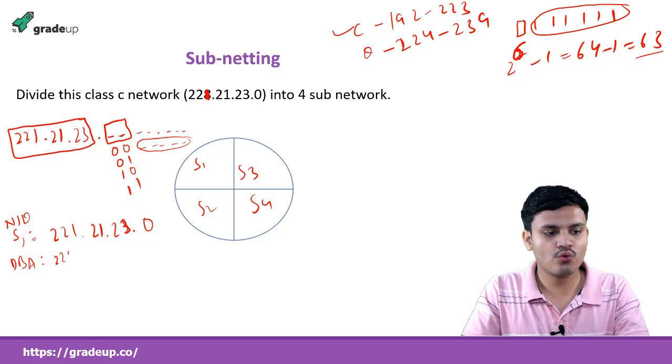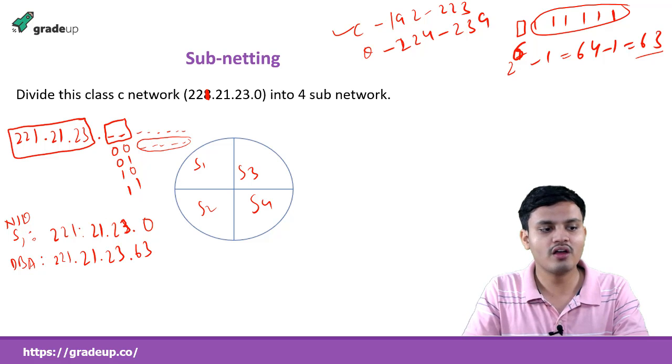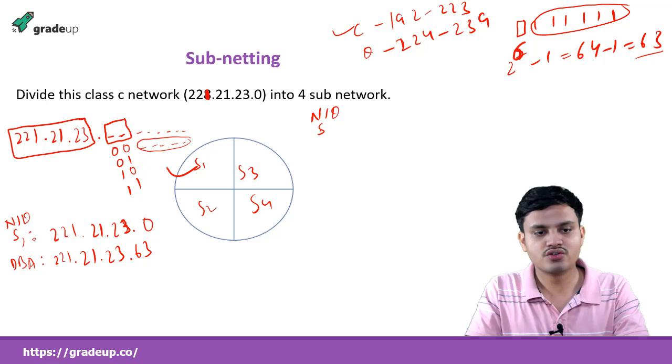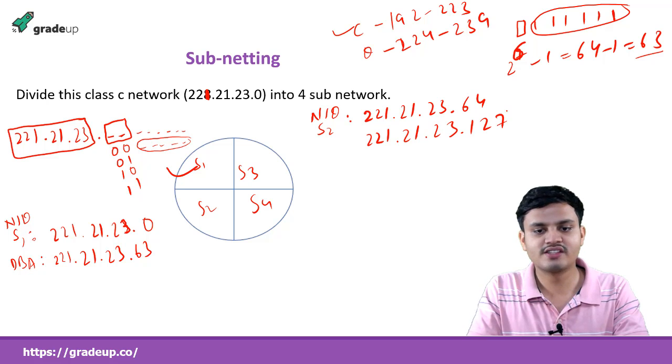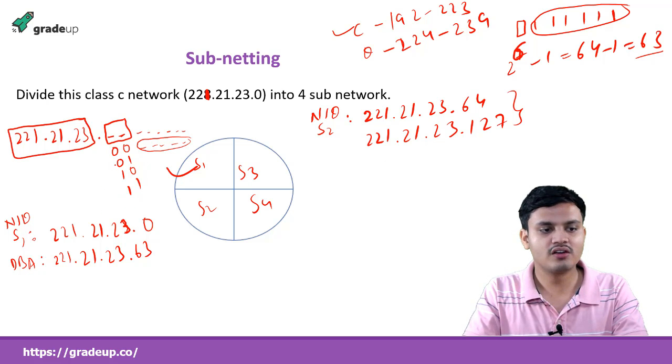So you will get 221.21.23.63. So this is for S1. Can you tell me for S2? If I ask you the network ID of S2, then it will be 221.21.23.64. And the broadcast address will be 127. It is easy. Try to verify it. I have done it for S1. Now you do it for S2. How do you do it?